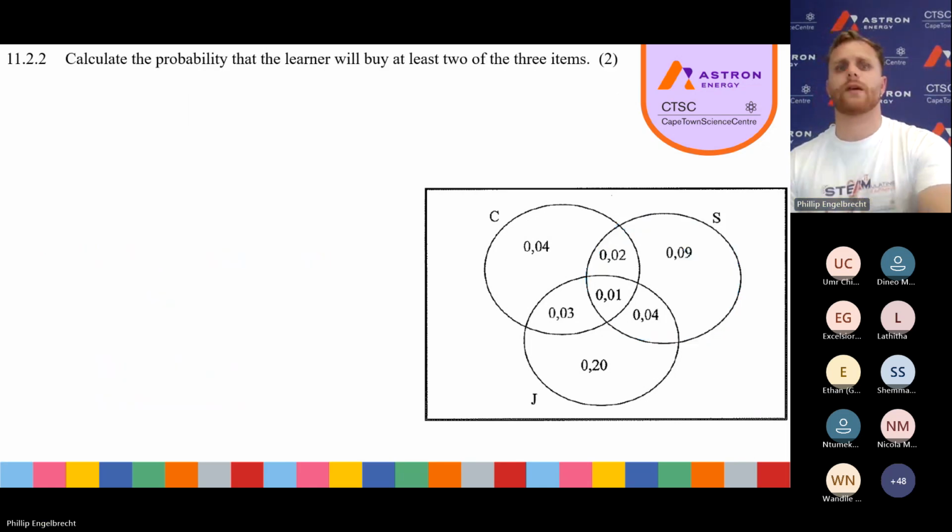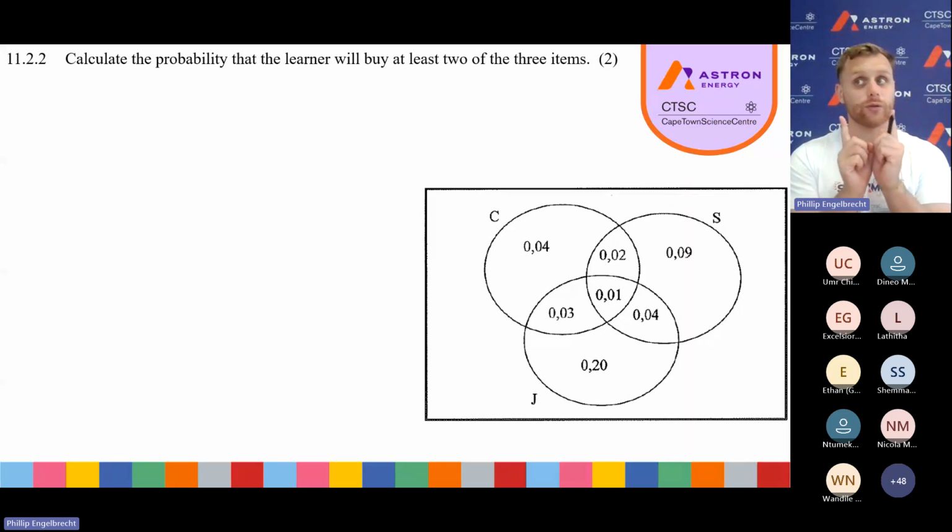Okay? So, 11.2.2 states, calculate the probability that the learner will buy at least 2 of the 3 items. Guys, you can answer that for me as well in the chat. Calculate the probability that this child will buy at least 2, at least, that's a clue word, at least 2 or more of the 3 items, okay? So at least 2 of the items. How will I figure that out?